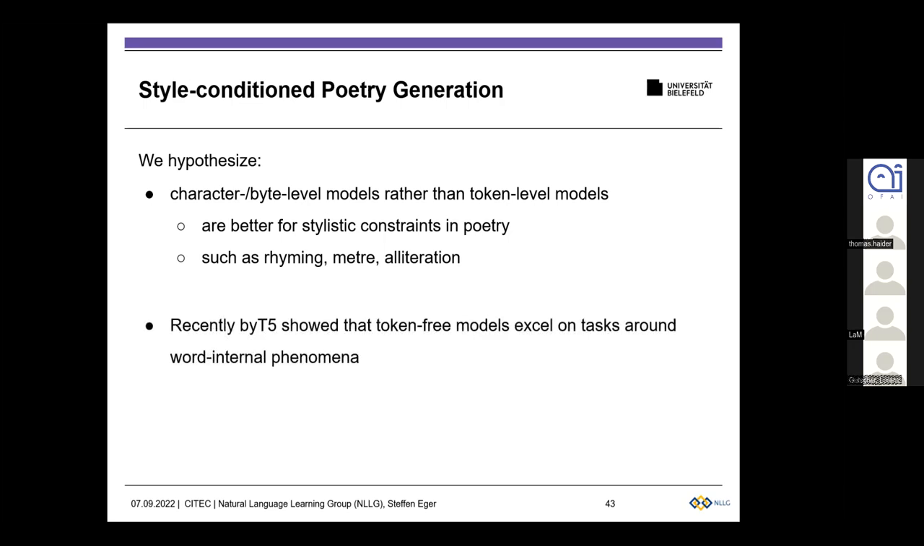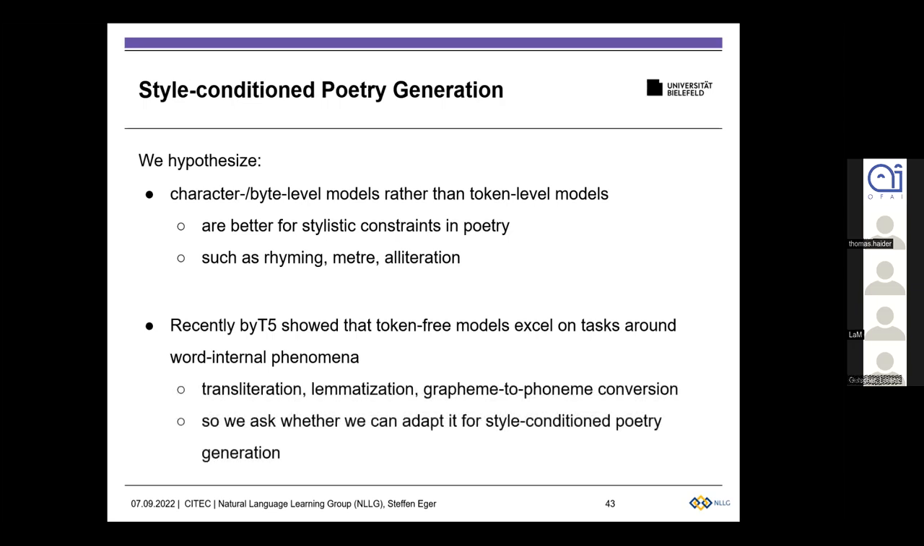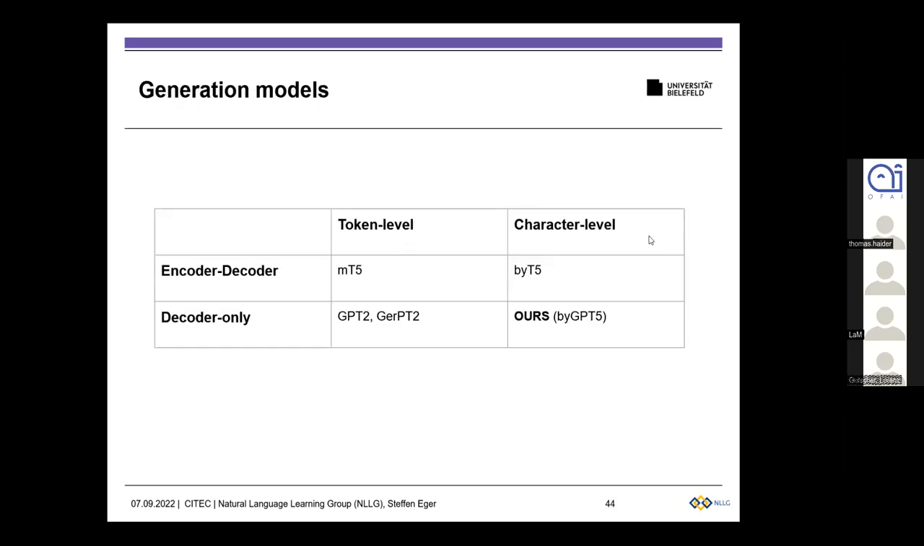And there's one particular model, the so-called ByT5 model, which has shown that character level models are better for token-free settings or for tasks that require word internal phenomena, such as transliteration, lemmatization, and grapheme to phoneme conversion. So we ask whether we can adapt this ByT5 model for our style conditioned poetry generation task. And besides the distinction between token and character level, there's another distinction, and this is whether models are encoder-decoder models. Encoder-decoder means the models have an encoder. So for example, in machine translation, you have an input sequence, you first encode this, and then you have the decoder, which then translates it into another language, or whether we have decoder-only models.